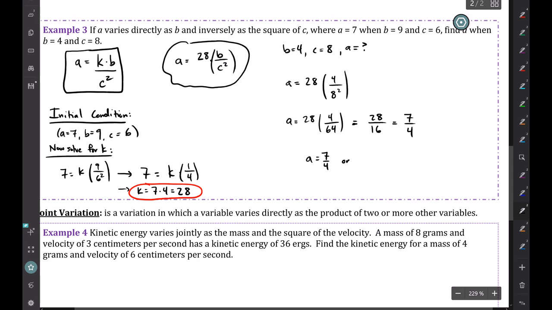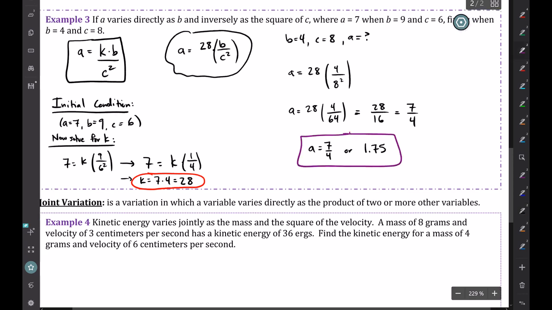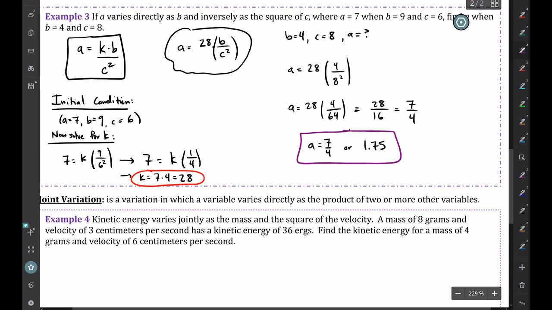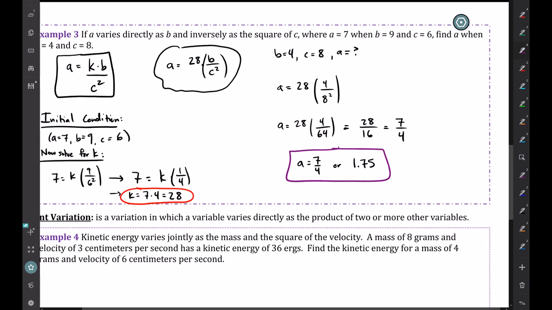Or I guess you could write that as 1.75. It would be 1 3/4. So either answer there would be fine. Okay, so that's the final answer there. Okay, so that's a combined variation problem.